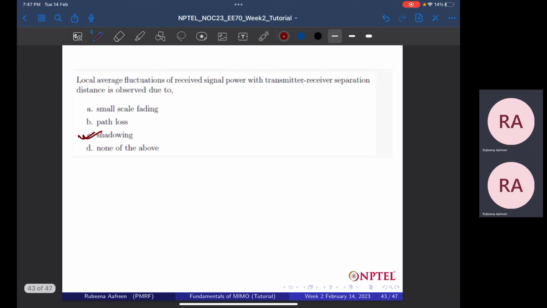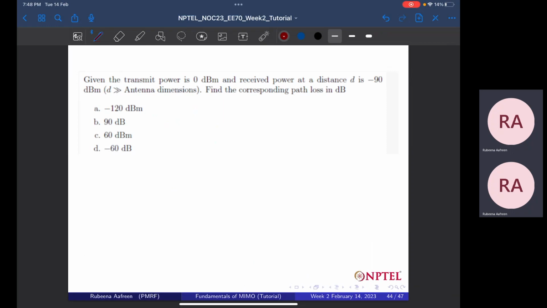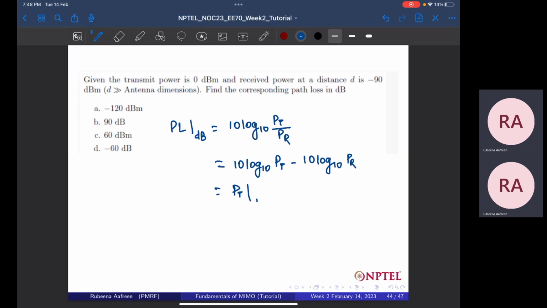Then here the transmit antenna power is 0 dBm and the received power at a distance D is minus 90 dBm. And we have to find the corresponding path loss in dB. So power loss we know in dB is 10 log base 10 of PT upon PR. So this is 10 log of PT minus 10 log of PR. So we can say that path loss is transmit power in dB minus received power in dB.